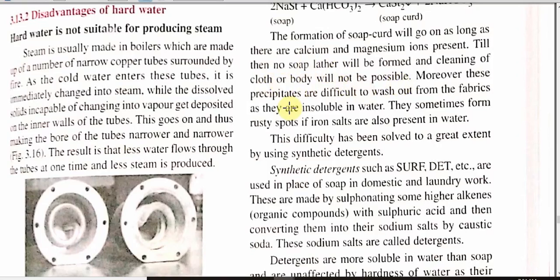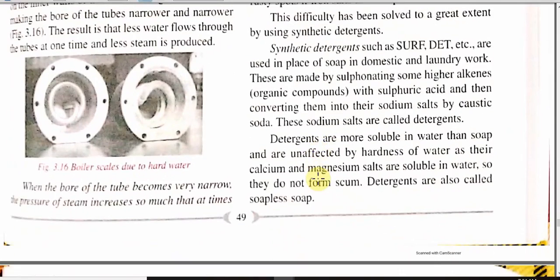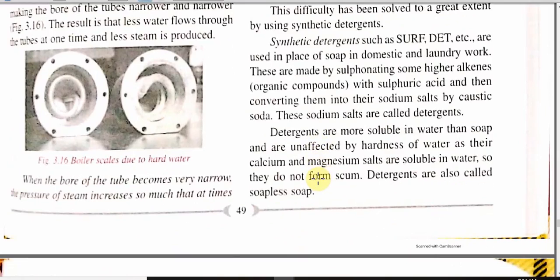Moreover, these precipitates are difficult to wash out from the fabric or cloth because they are insoluble in water. They sometimes form a rusty yellow spot if iron salts are also present along with calcium and magnesium. Now this difficulty can be removed by using synthetic detergent. We will use synthetic detergents like Wheel or Surf or Ghadi detergent.